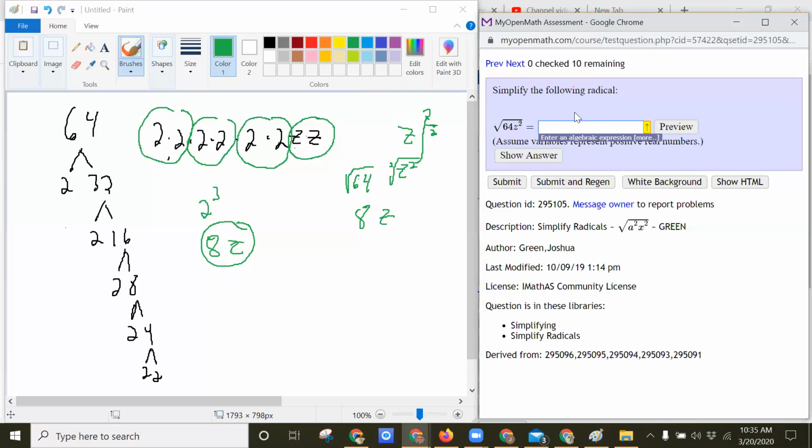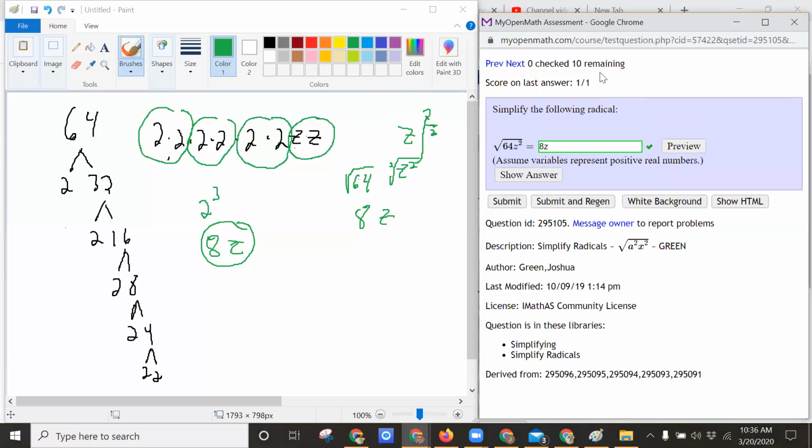I really don't care which way you do it. Let's make sure I got this right. And I did. Okay, so that's how you do that problem. Hopefully you can do your version.